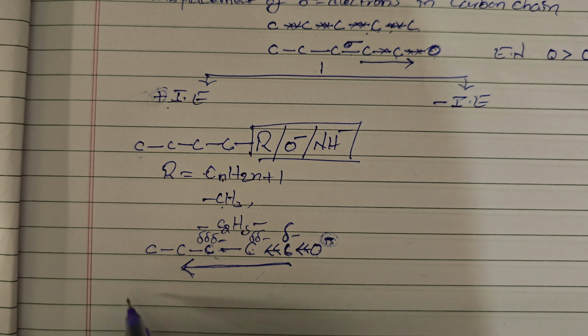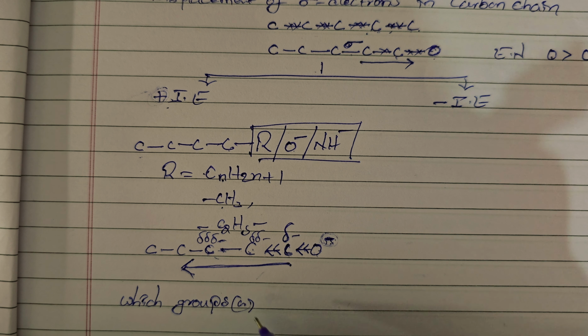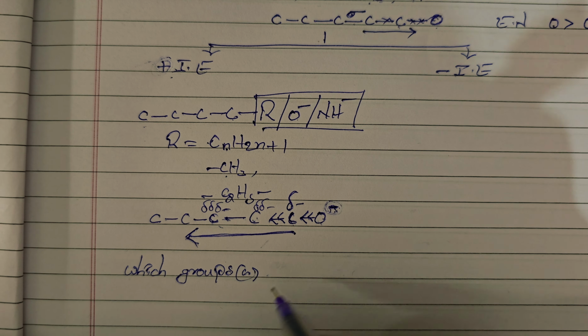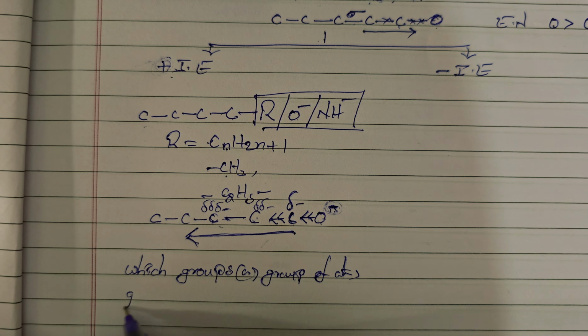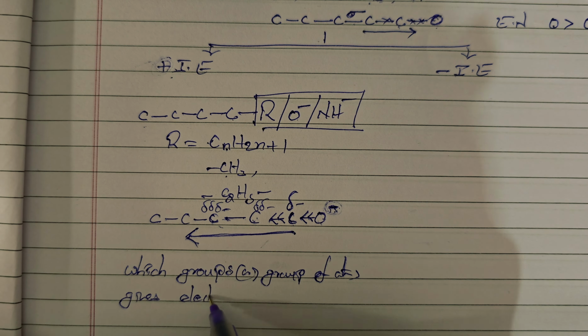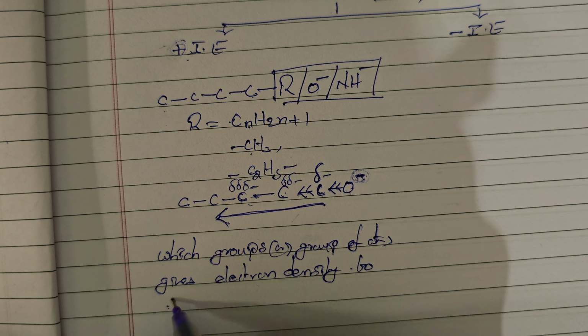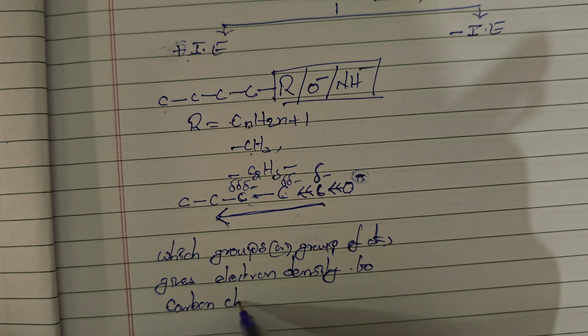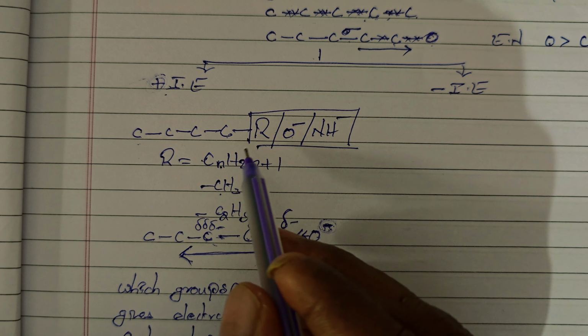So which groups or group of atoms give electron density to the carbon chain? Those groups are simply called plus I groups. So alkyl groups are plus I groups.